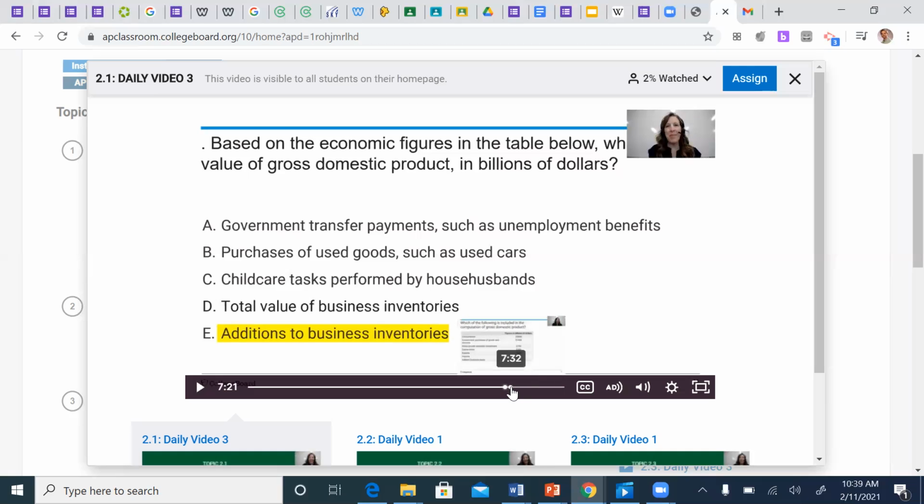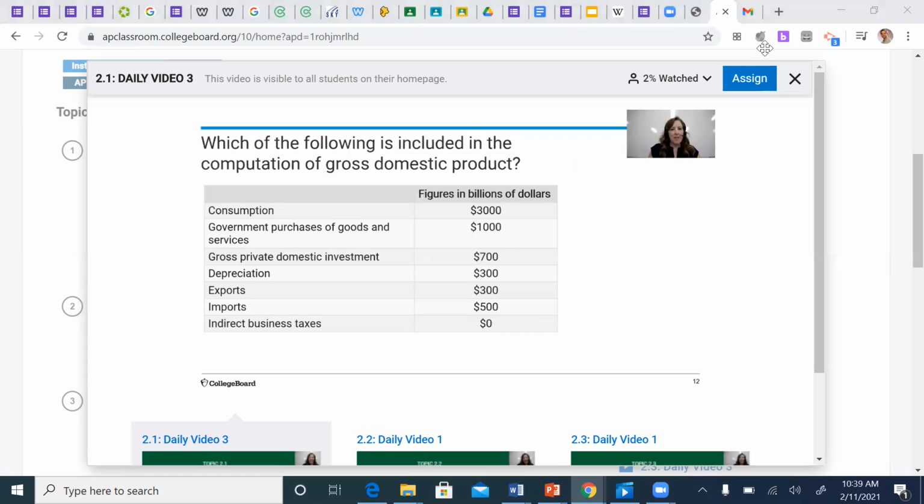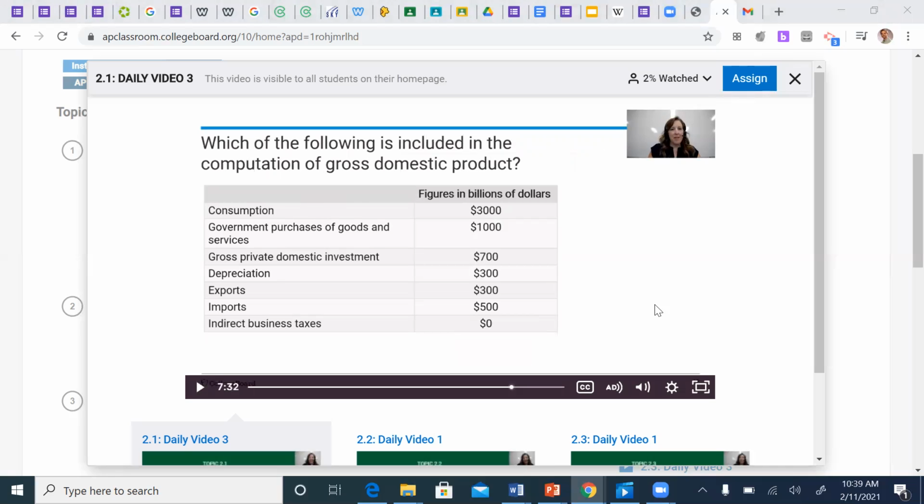All right, now we're going to use the expenditure approach to find the GDP for this table right here. I want you to use the formula down there and try to find the total figure in billions of dollars for the GDP. I'll give you a moment to add those together. There's going to be some subtraction involved, so remember where you're going to subtract.